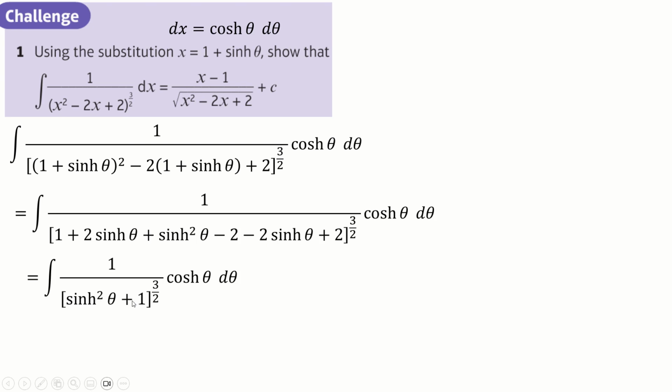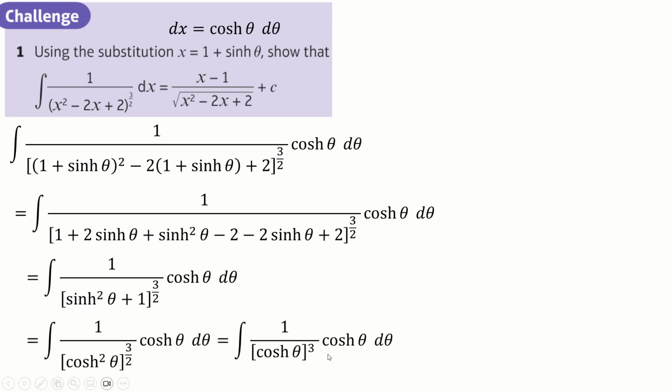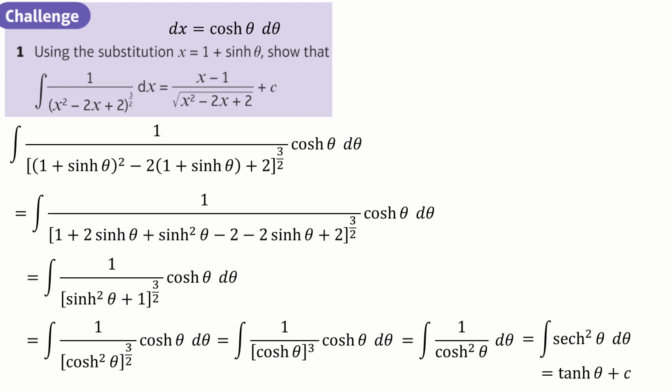Now sine squared plus 1 is just cosh squared, which is really nice because cosh squared to the power 3 over 2 is just cosh to the power 3, I believe. And then that cancels a little bit with this to give you 1 over cosh squared, which is otherwise written as sech squared. But we saw previously how tanh derives to sech squared, so therefore sech squared integrates straight to tanh, and you end up with tanh theta plus 3.